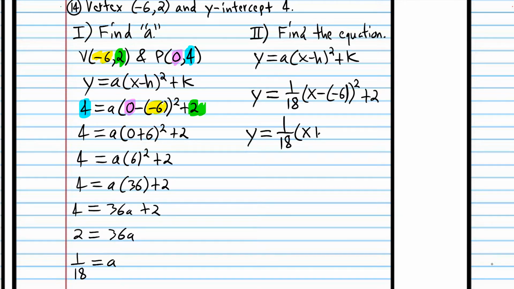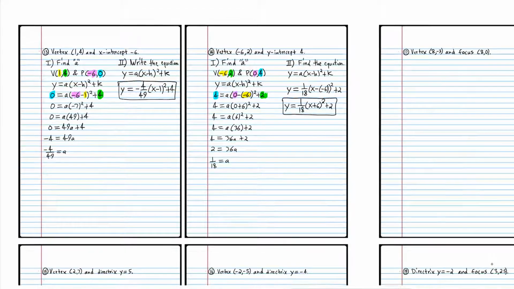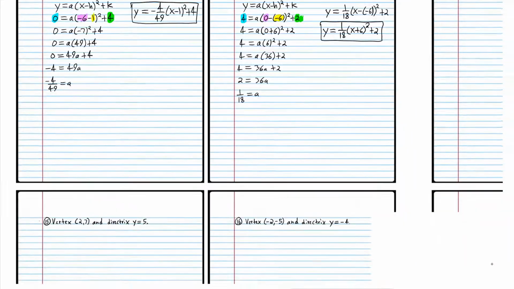So then we have x plus 6 because it's a double negative. Just simplify that. And there you go, that's the final answer. So if you got that answer, good job. Okay, on to number 15.